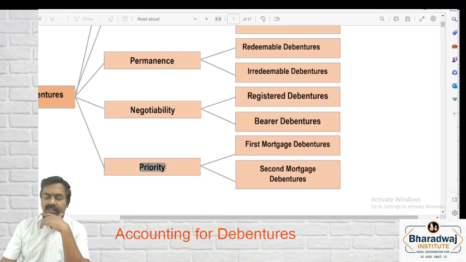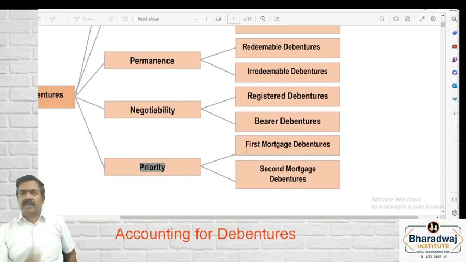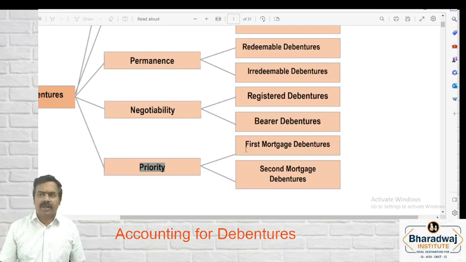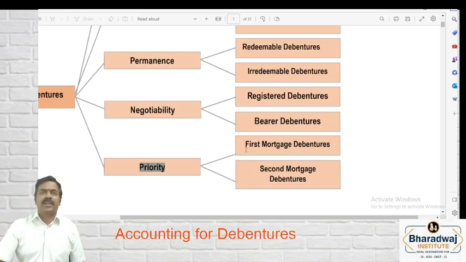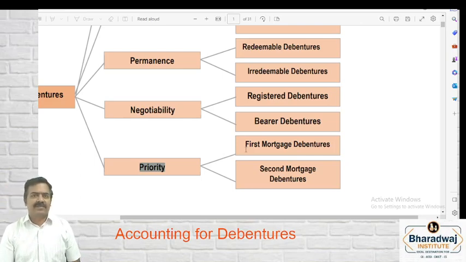What is the next one? Priority. Okay, pay attention. I borrowed a loan on my land, about 1 crore. What is the loan amount? 1 crore. Again on the same land, I borrowed about 50 lakhs. Again on the same land, I borrowed about 20 lakhs. Now, when I am not able to repay the loan, when the land is sold, who will get the money first?